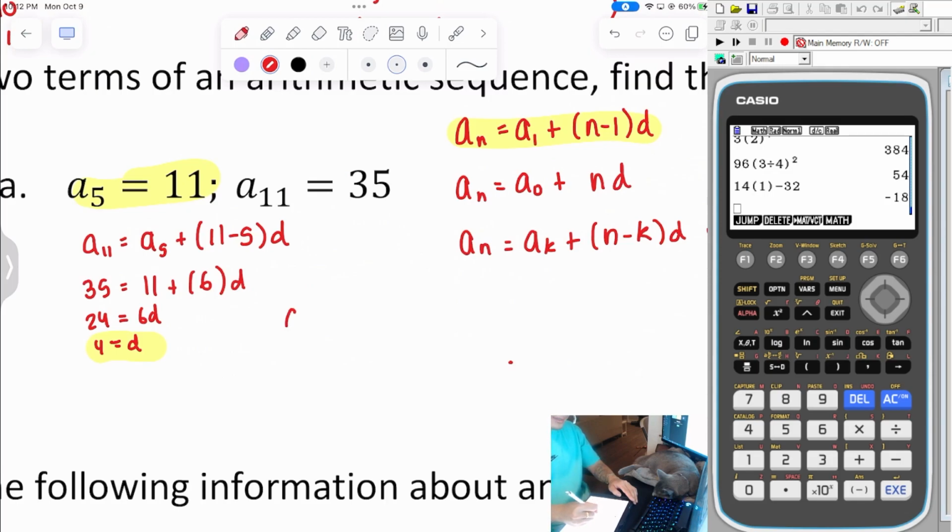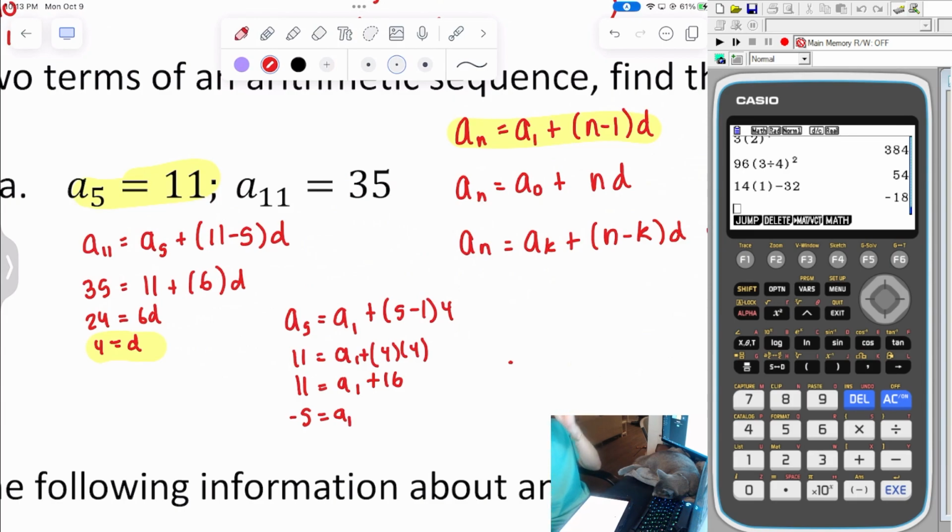A sub 5 is equal to a sub 1, that's something I can solve for now, plus 5 minus 1 times d. Let's simplify this and solve for a sub 1. So I get 11 is equal to a sub 1 plus 4 times 4. So 11 is equal to a sub 1, oh, I should have a plus on here, plus 16. Which thus means I have negative 5 is equal to a sub 1. So the first number of the sequence, I now claim to know to be equal to negative 5.